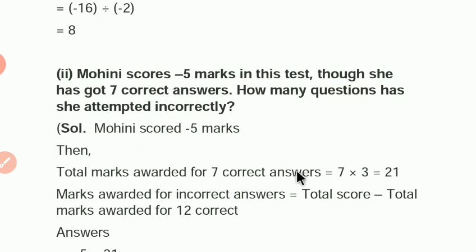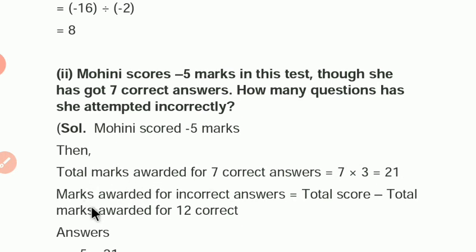So total marks awarded for 7 correct answers will be how much? 7 into 3. And why have we multiplied by 3? Because for one question she will get 3 marks. So for 7 correct answers, 7 into 3, which is equal to 21. Again we will find marks awarded for incorrect answers.